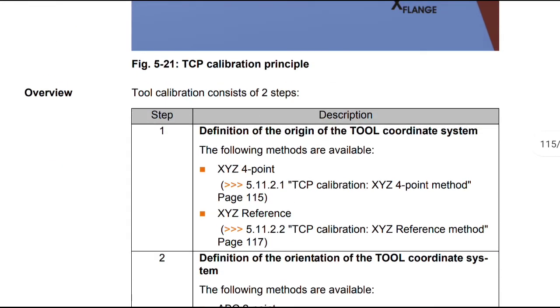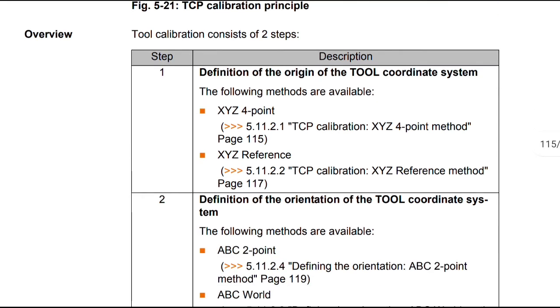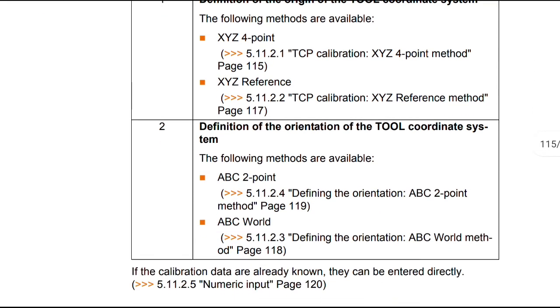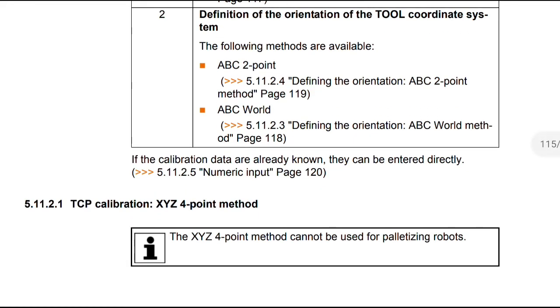Overview. Tool calibration consists of two steps. First, definition of the origin of the tool coordinate system. The following methods are available: XYZ 4-Point, XYZ Reference. Second, definition of the orientation of the tool coordinate system. The following methods are available: ABC 2-Point, ABC World. If the calibration data are already known, they can be entered directly.